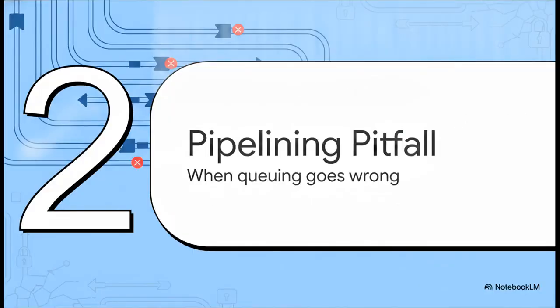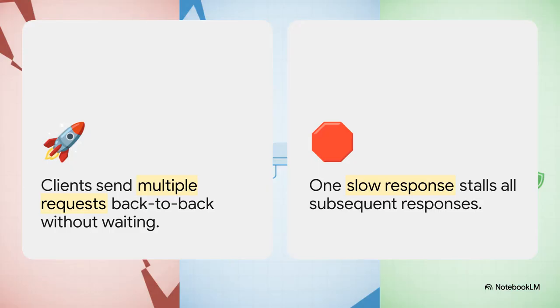Which brings us to Section 2, the pipelining pitfall, or when request queuing goes completely wrong. This is a huge focus for us today. We have to look at the first major attempt to maximize those persistent connections and exactly why it fell apart structurally. HTTP pipelining sounded incredible on paper, right? Just send all your requests back to back without waiting for responses. But here is the catch.